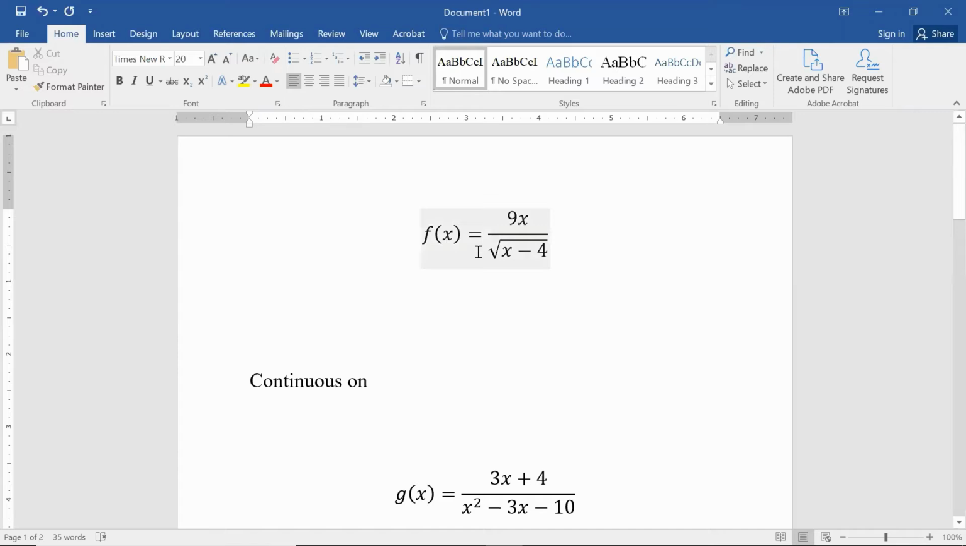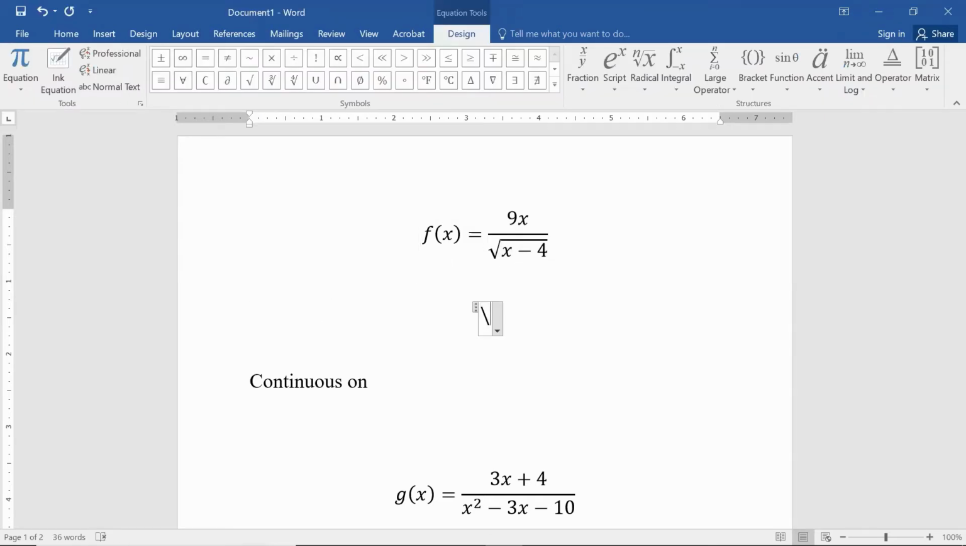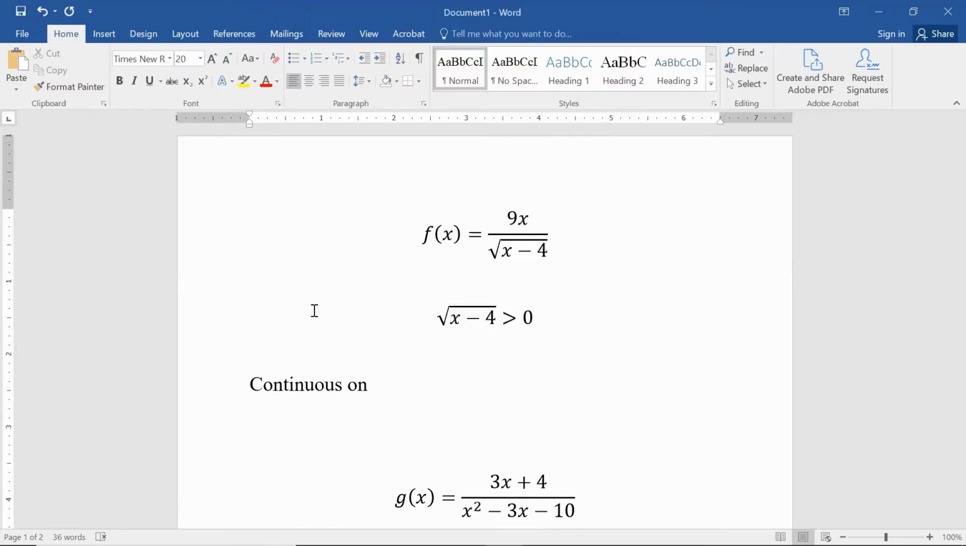So if you think about this, we don't want our denominator to be 0. And also, we don't want our denominator to be a square root of a negative number. If you think about those two things in tandem, that means that the square root of x minus 4 needs to be greater than 0. So that's essentially our domain. And what that means for us is that x minus 4 has to be greater than 0.